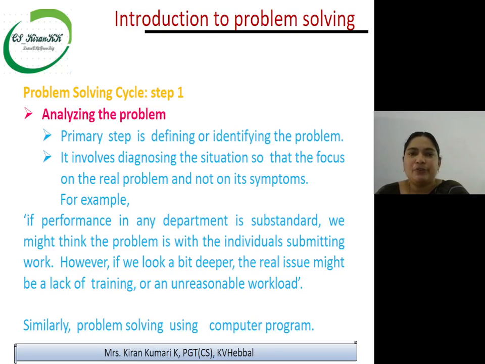For example, if the performance in any department is substandard, we might think the problem is with the individuals submitting work. However, if we look a bit deeper, the real issue might be lack of training or unreasonable workload. So based on the symptoms, we have to analyze what the actual root cause is, and then go for solving that problem.